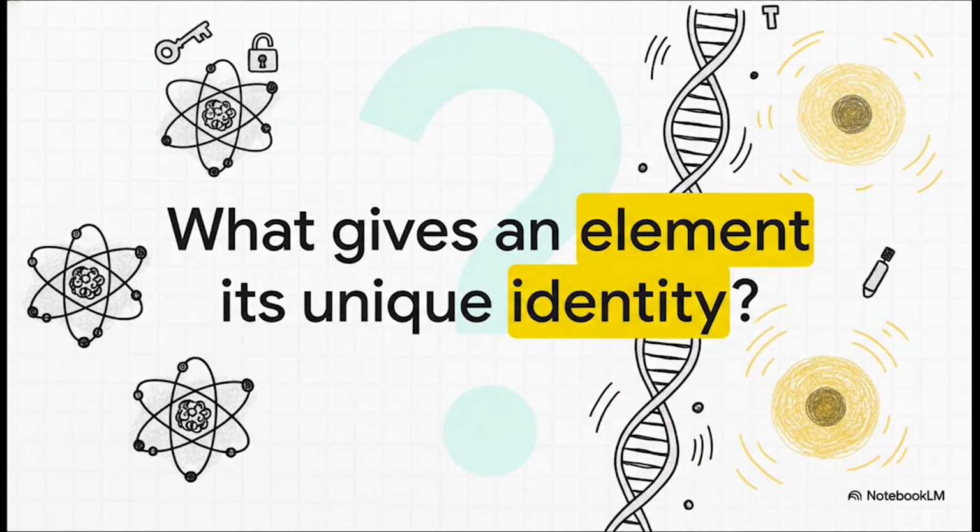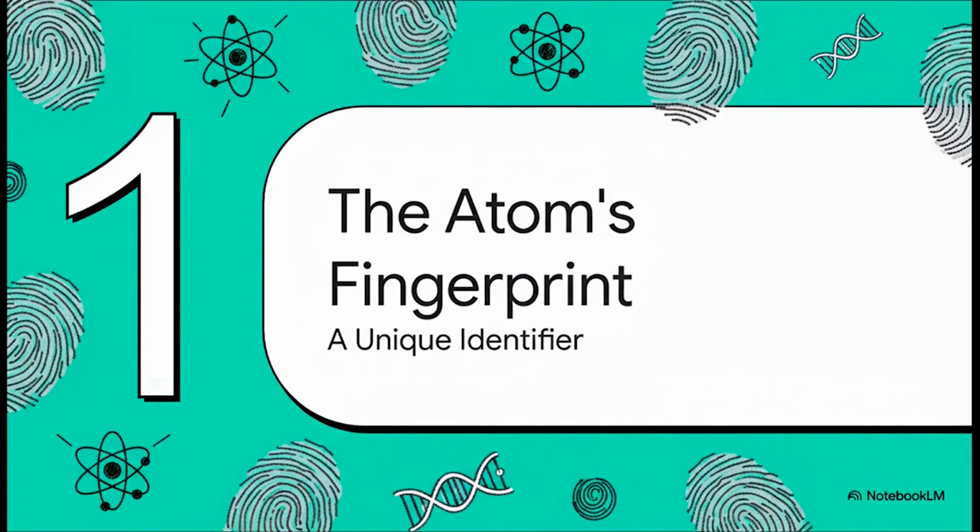So what is it that truly makes an element itself? How in the world does the universe know the difference between an atom of gold and an atom of lead? You know, the answer is surprisingly simple, and it's written in this universal code. Let's crack it together. All right, let's dive right in.